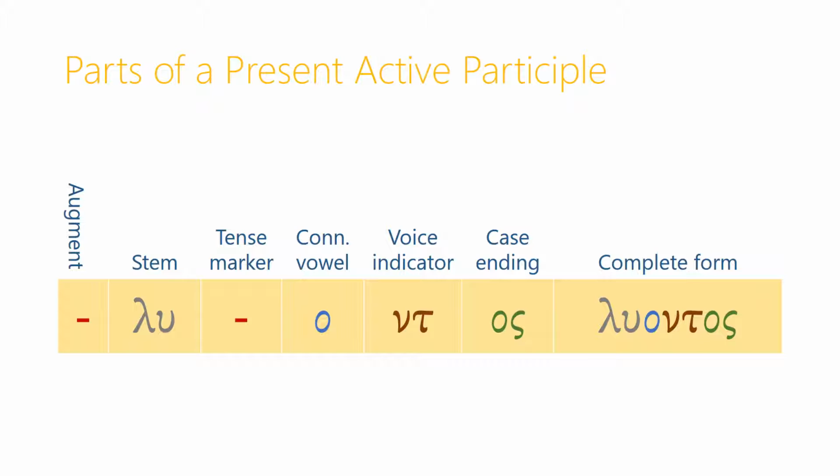The voice indicator, as always, is nu tau for the active, at least in the masculine and neuter. And for the case ending, we use the regular third declension case endings for masculine and neuter, and first declension for feminine. So we get the completed form, masculine genitive singular, luontos.